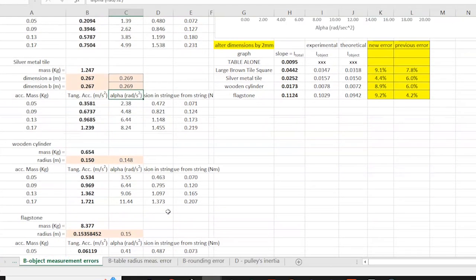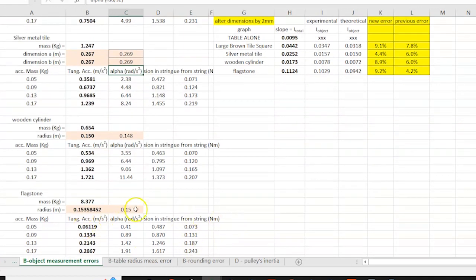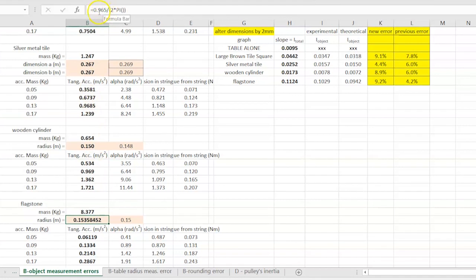Another common number that I saw on students' reports was they used 15 centimeters for the radius of the round cinder block. I chose to use the circumference method. I measured the circumference of the cinder block to be 96.5 centimeters. So when I divide that by 2 pi, I get approximately 15.35 centimeters. And a lot of people use 0.15. And so you can see with the circumference method, I got 4.2%. But if you just use 0.15, you got 9.2%.